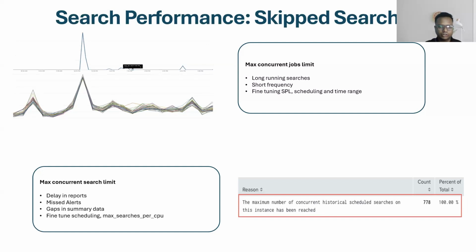So in order to mitigate this, we need to identify all of our search limits, and we need to fine tune the scheduling of our searches. We have a few parameters that I have called out here, like max searches per CPU. We need to understand our environment and our use case, and make those changes accordingly in order to address this issue, right?